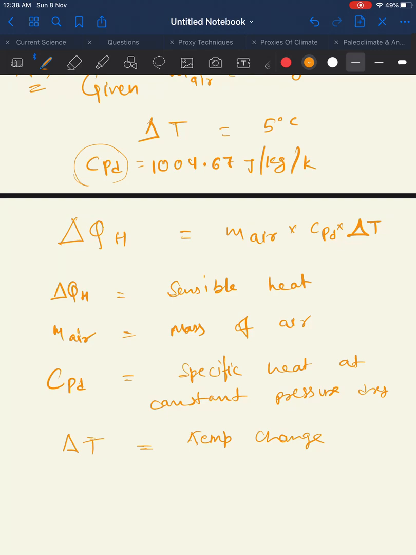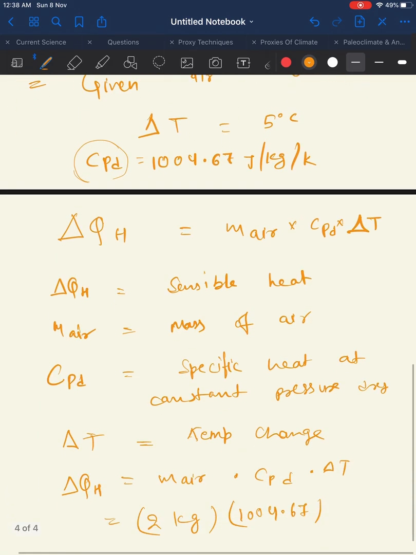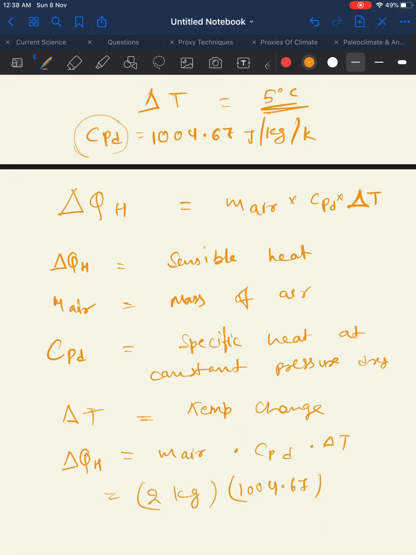Let's see the formula. Delta QH is equal to m air into CPD into delta T. When you put in all the values, 2 kg, CPD is a constant value already given, and delta T is 5 degrees Celsius. When you solve it, you will get 10,046 kilojoule. So that's it. Is this clear?